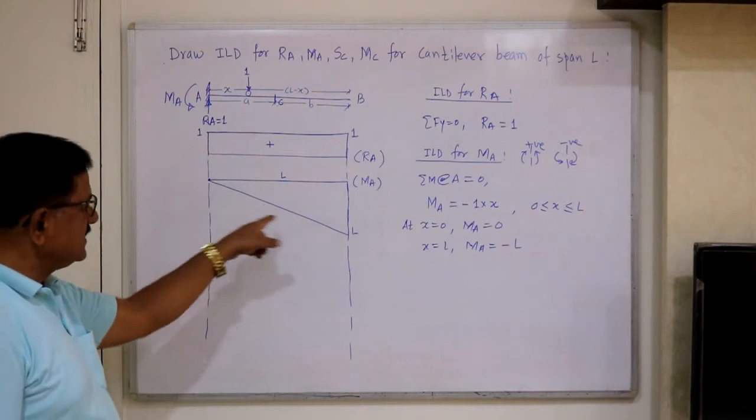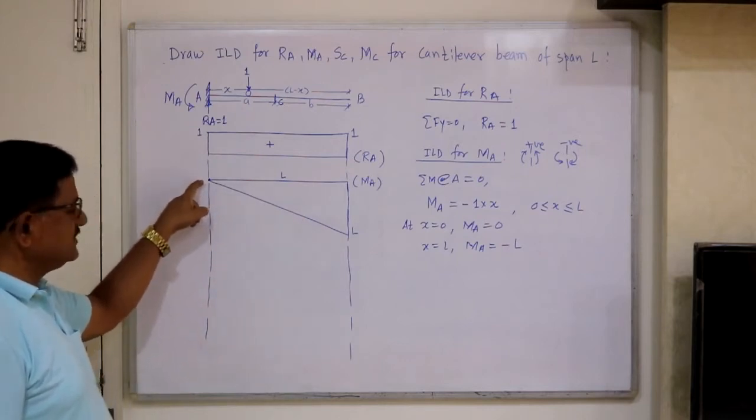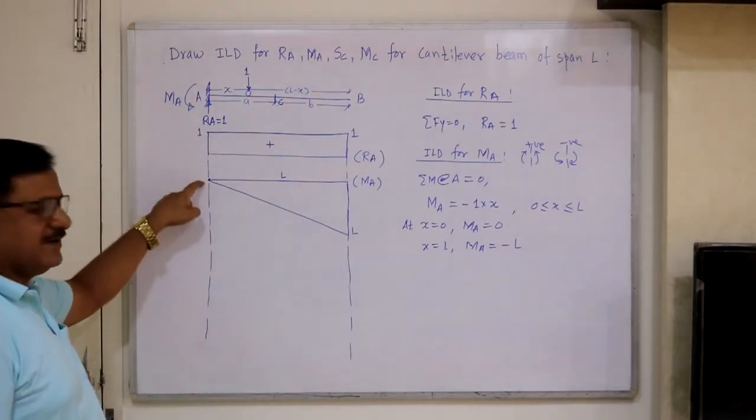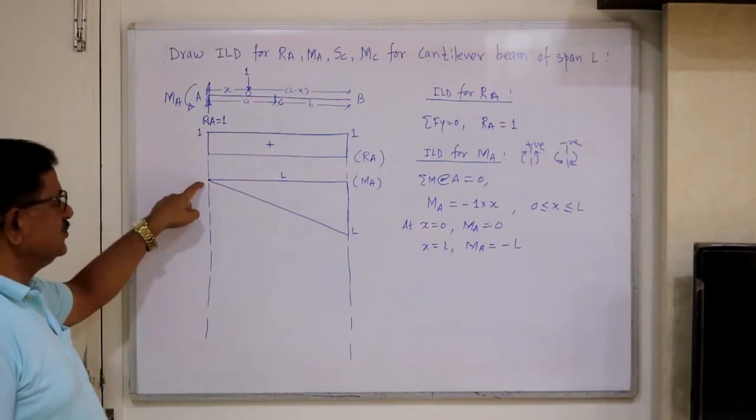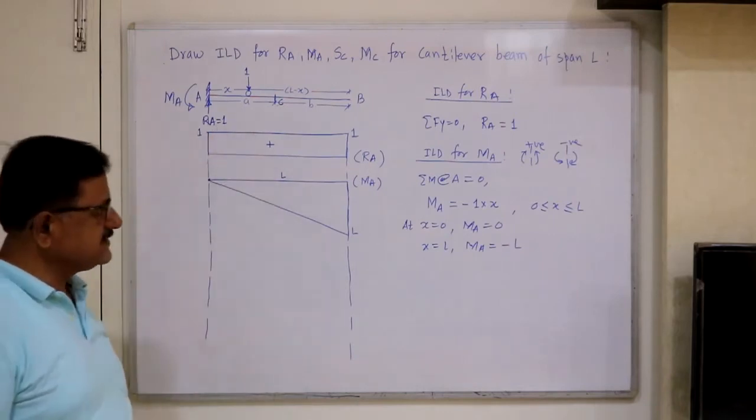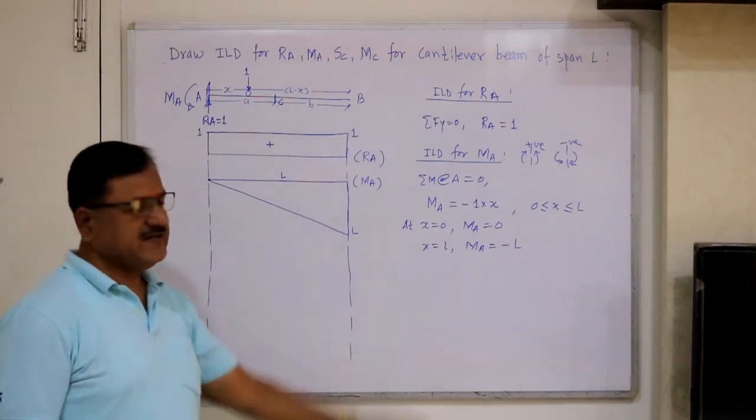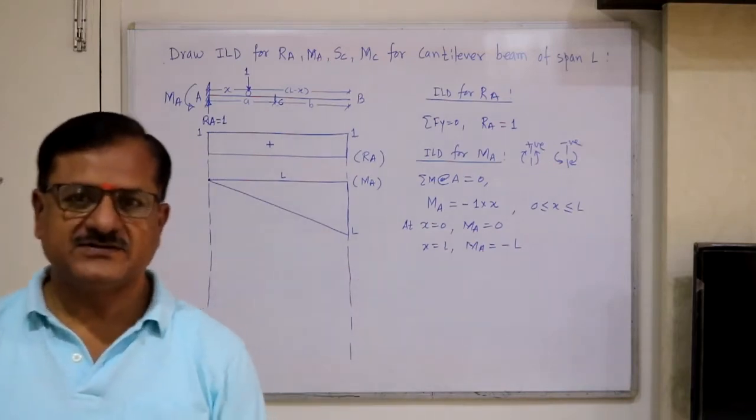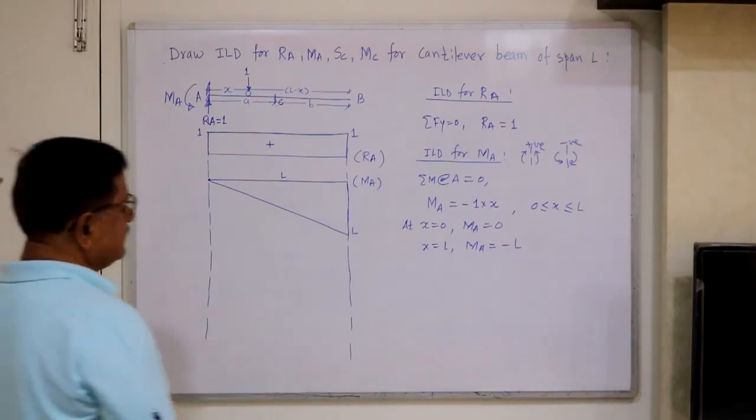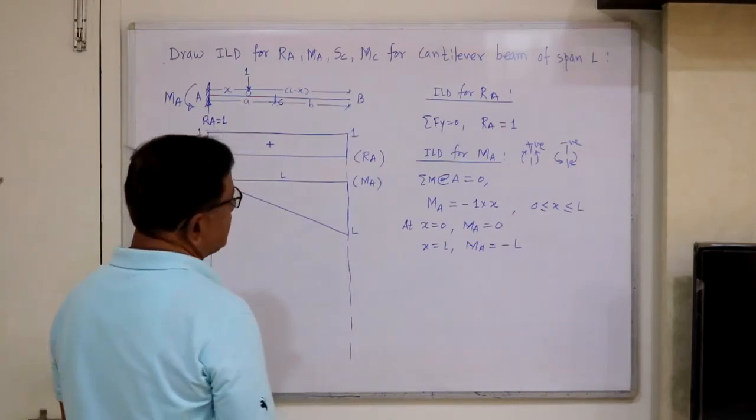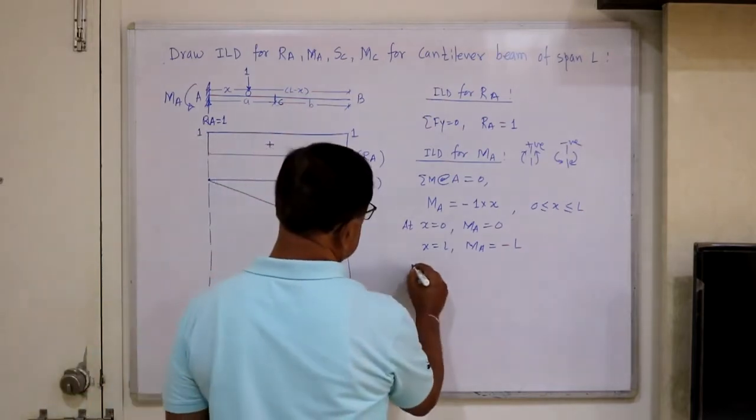By calculation we have constructed: when unit load is at A, MA is 0. When unit load is at a distance x, MA is minus 1 into x. When unit load is at B, MA is minus L. So very easily we construct ILD for MA. Then next, ILD for shear force.